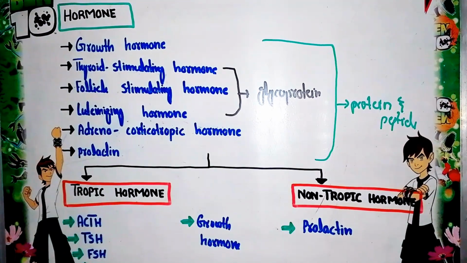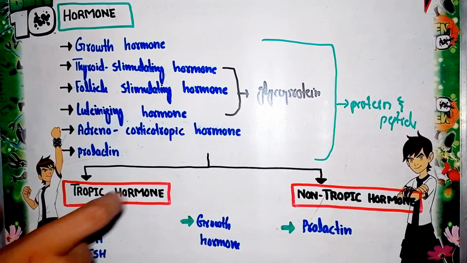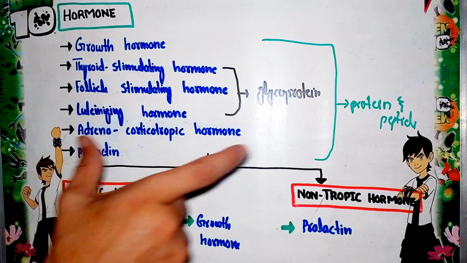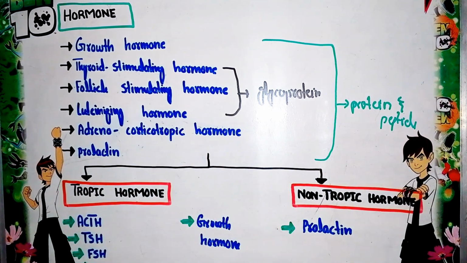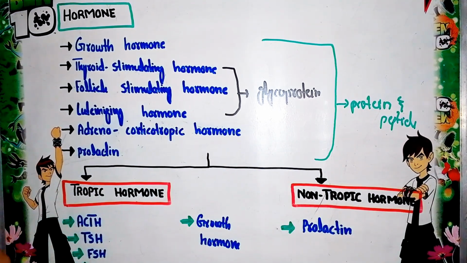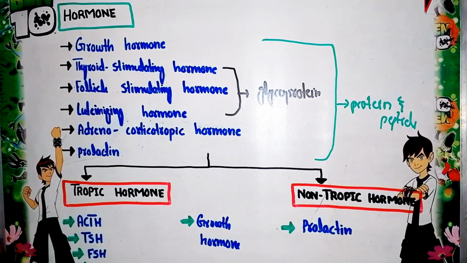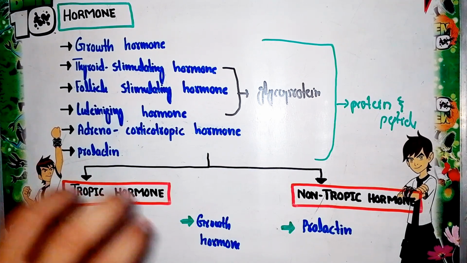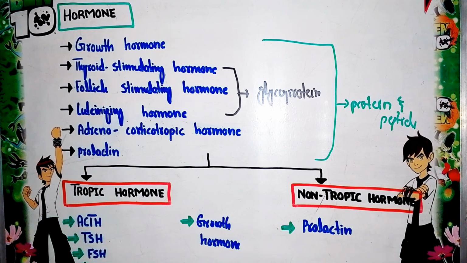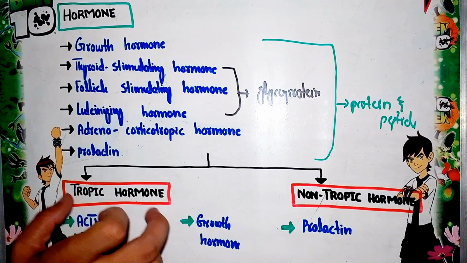Now overall the hormones of the anterior pituitary are divided into 2 categories. The first type we call trophic hormones, and the second is non-trophic hormones. What are the trophic hormones secreted by the anterior pituitary? The term trophic means turn-ons. When these hormones secreted from the anterior pituitary act on other endocrine glands and stimulate their secretions, such hormones are called trophic hormones.